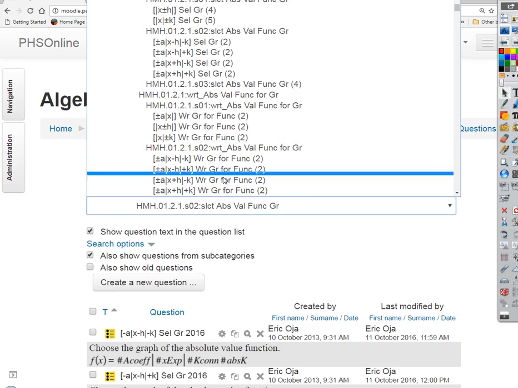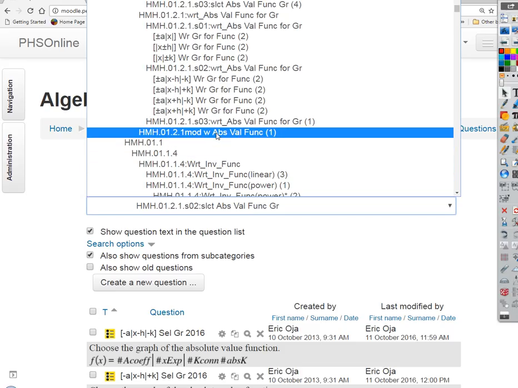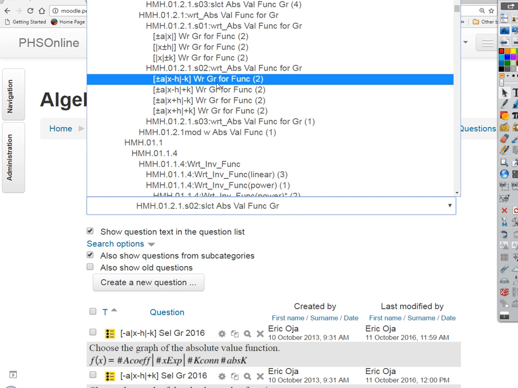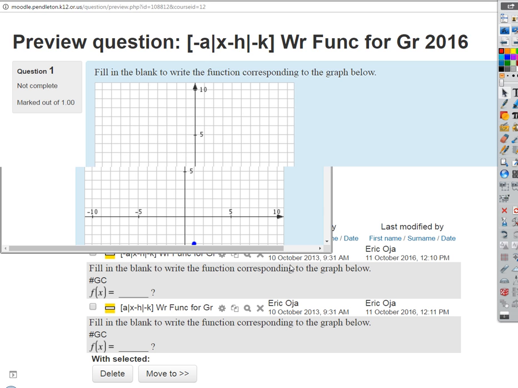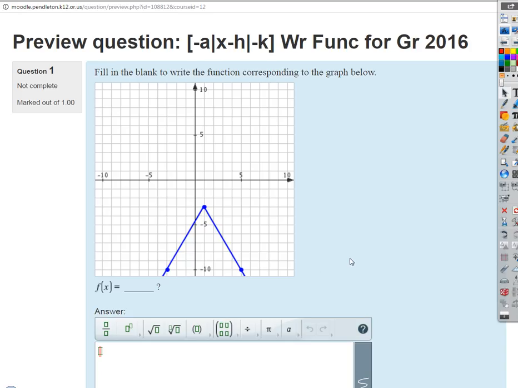Okay, so now what about one like this? What if we do the opposite? So let's say something like that. Let's write the function based on that graph. So what's our strategy going to be? What do we have to do here, do you think? We have to look at the graph, and what numbers do we have to extract from that graph? A, H, and K, right? A, H, and K. So it's easy, right?